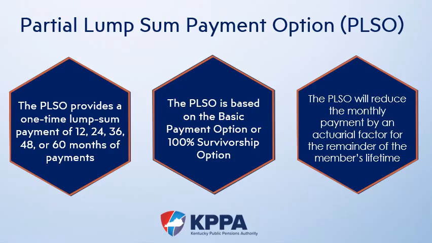The one-time lump sum payment is an eligible rollover distribution subject to special federal tax rules. If you choose to have the one-time lump sum paid directly to you, KPPA automatically withholds 20%. Your payment will not be taxed by KPPA if you elect a direct rollover.